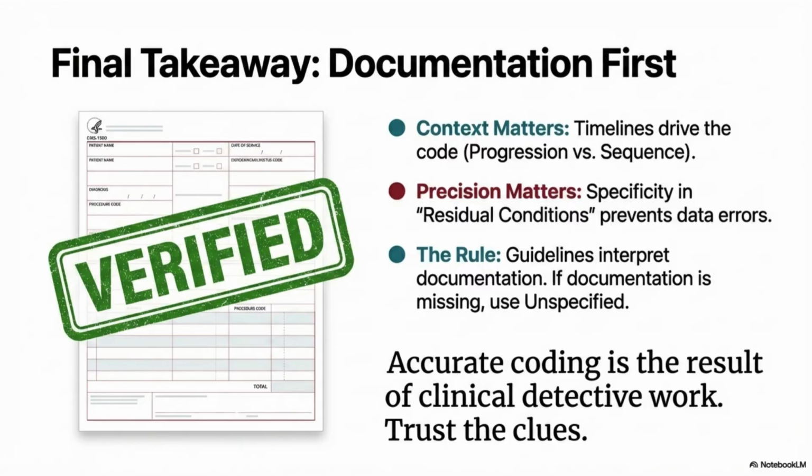And finally, the big takeaway. Accurate coding is detective work. We follow the clues in the documentation, we apply the guidelines, and we never fill in gaps with assumptions. Timelines matter. Specificity matters. Residual conditions matter. And when documentation is incomplete, we use unspecified, because that's the truth of the record. Coding is the bridge between clinical care and data integrity, and when we do it well, we support better outcomes, cleaner claims, and clearer communication.